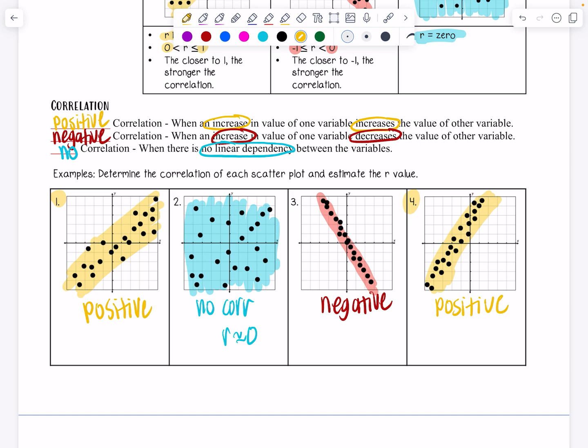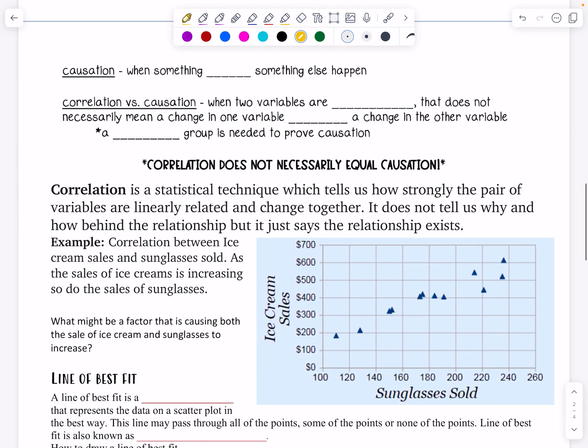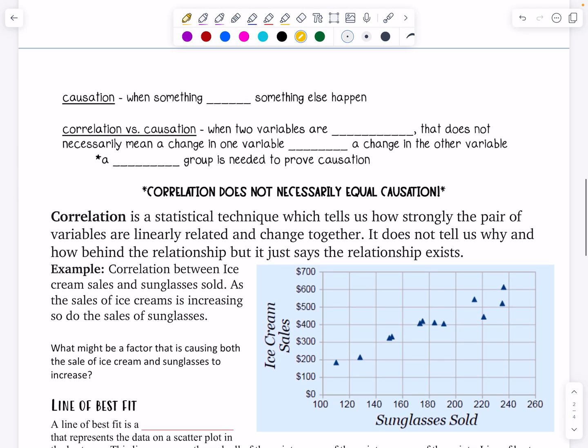And so I'll show you how to calculate R values, and we'll learn how to do that on our computers. But that is just overall looking at scatter plots and determining if there is a positive correlation, a negative correlation, or no correlation. The back of the notes is where we start talking about causation, which is different.